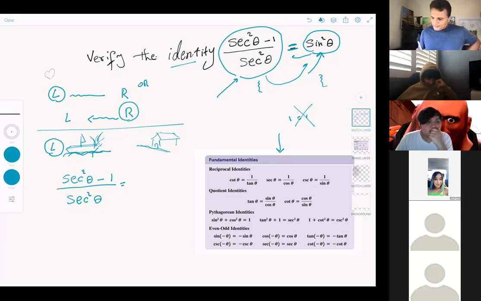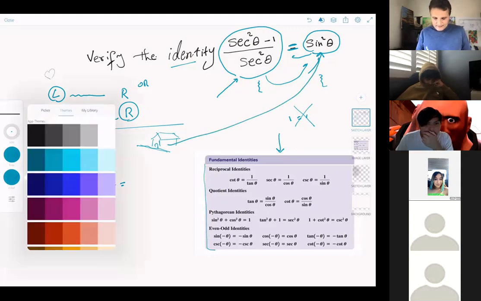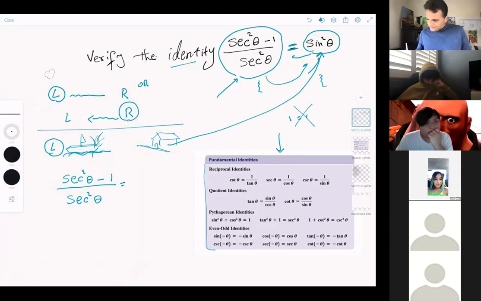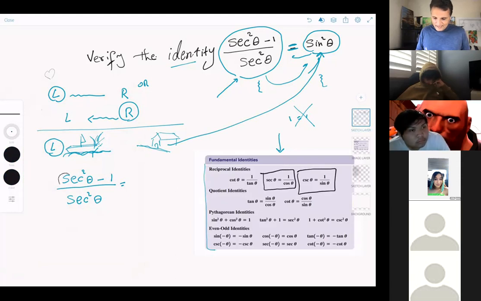We know the other side, our home will be just sine square. We have to get to sine. So here we have only secant. Let's see what is secant. We have secant is 1 over sine. Oh, that's cosecant, sorry. Secant is 1 over cosine. So instead of secant, I can plug in 1 over cosine.